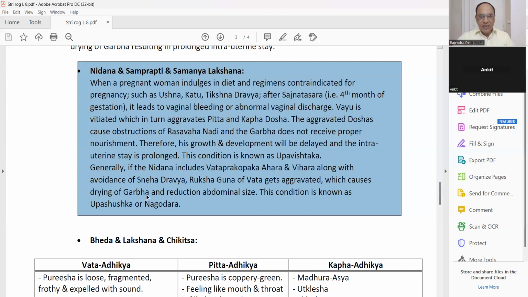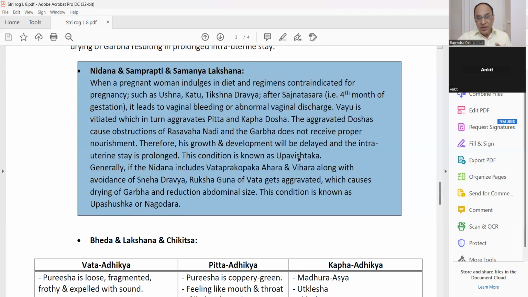Generally, if the Nidana, that is the causes, include Vata Prakopa Ahara and Vata Prakopa Vihara, along with avoidance of Sneha Dravya, no milk, no ghee, the Ruksha Guna of Vata gets aggravated, which causes the drying of Garbha and reduction in the abdominal size. This condition is known as Upashushka or Nagodara.